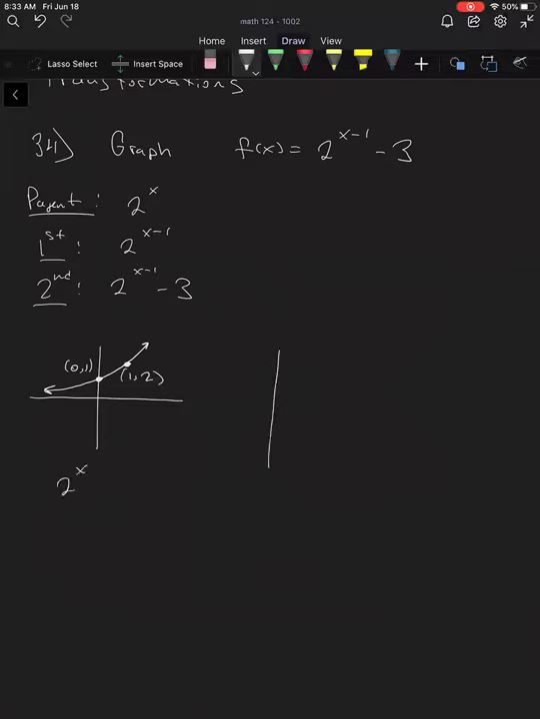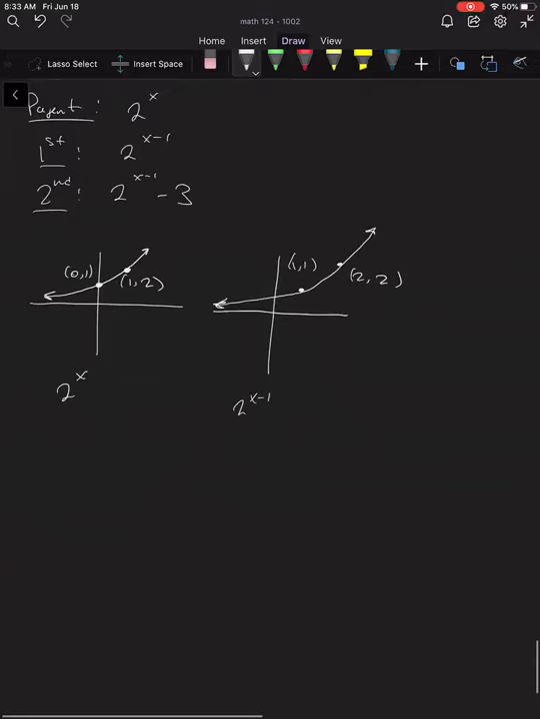Our next one, 2 to the x minus 1. Remember, if we subtract 1 from the x, that means we move the graph over to the right. So this point 0, 1 now is going to be at 1, 1. And this point 1, 2 is now going to be over at 2, 2. We move everything over to the right. So now the graph looks like this. It's still sort of the same shape, just everything gets shifted over to the right.